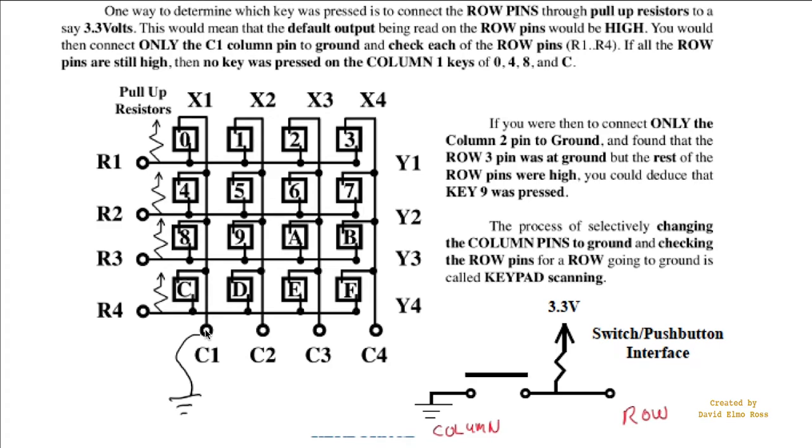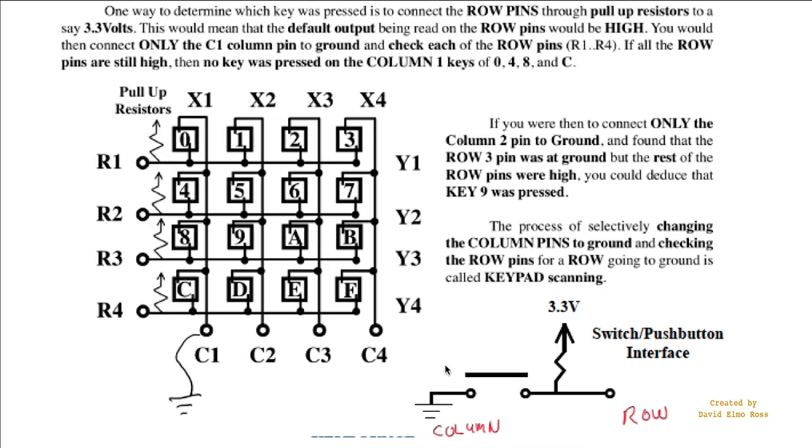Now, one of the standard techniques for figuring out if there's been a key pressed and which key was pressed is to do something called keypad scanning. And the concept is what you do is you hold column 1 to ground, then disconnect it, connect column 2 to ground, disconnect it, then connect column 3 to ground, then disconnect it, column 4 to ground, disconnect it, and then repeat this process over and over. If column 1 is connected to ground, what you're going to find is all the rows internally here are connected to 3.3 volts through a pull-up resistor.